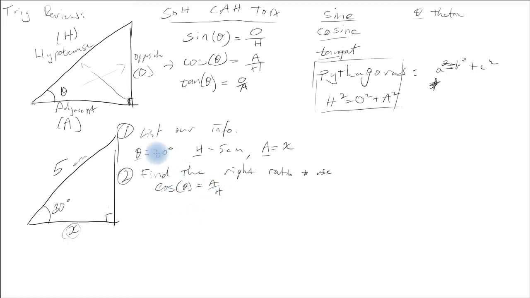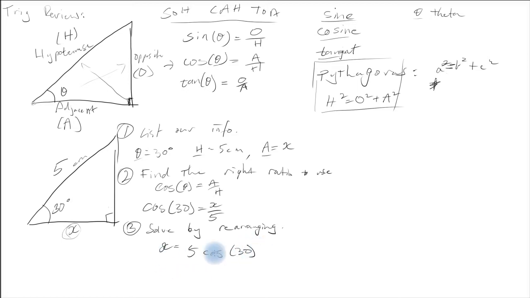Now I'm just going to put my information into that ratio. So I'm now going to say cosine of 30 equals the adjacent side is x divided by our hypotenuse is 5. So now we're up to step 3, which is solve by rearranging. So we're trying to get x by itself. We're going to multiply both sides by 5, so that this 5 disappears from this side. On this side, we've only got x, and we multiply both sides by 5, giving us 5 cosine 30.